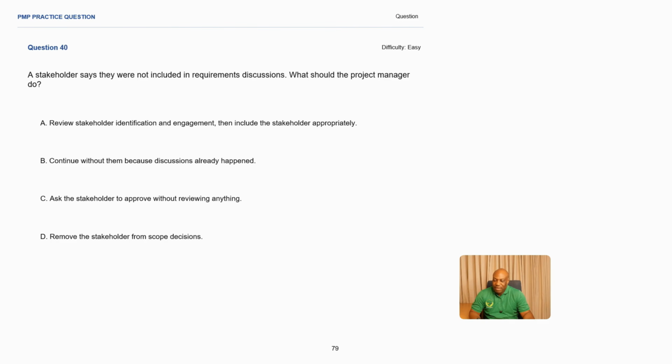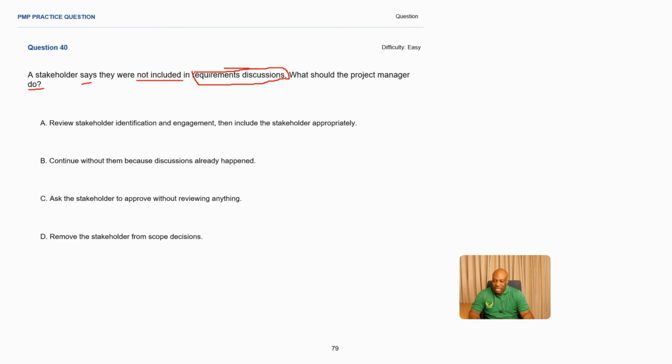Right. Practice question number 40. A stakeholder says they were not included in requirements discussion. What should the project manager do? So what is our problem statement here? A stakeholder was not included, okay, in requirements discussion. So when requirements were being discussed, a stakeholder was not included. That is what they are saying, all right? So what should the project manager do?